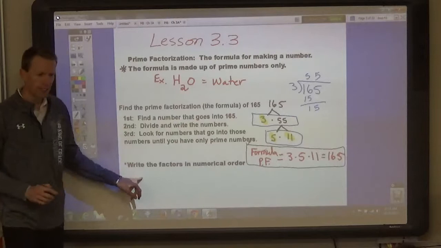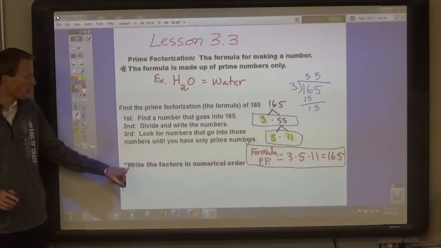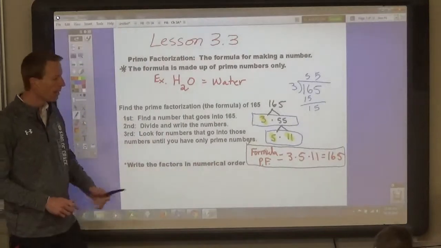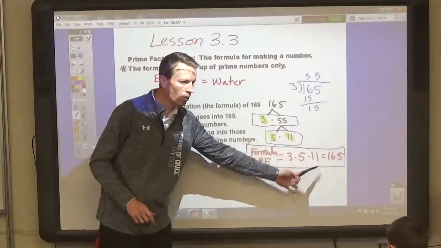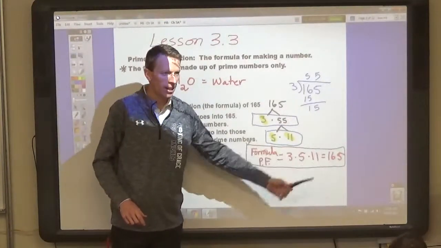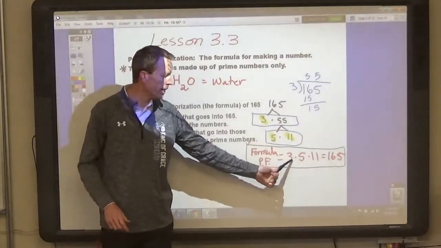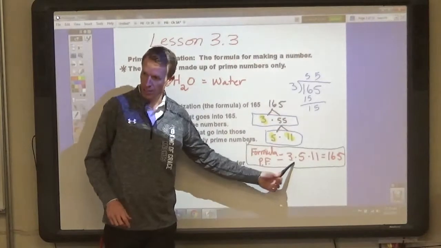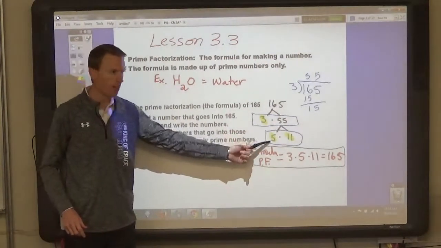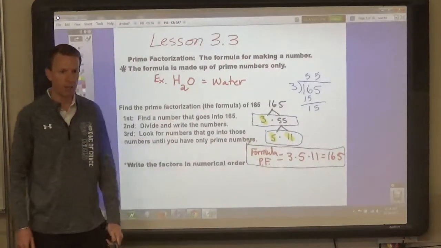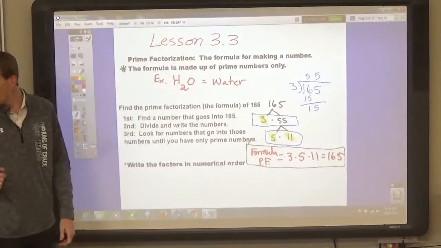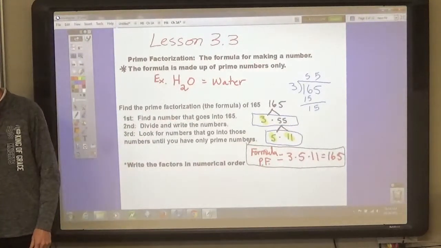Now, one more thing that's in your notes. When you're writing the prime factorization, write the factors in numerical order. Start with the lowest, and then write the biggest. 3, 5, 11. Least to greatest. Start with the lowest factor, and then write them in order. So, page 92, there's some more examples.